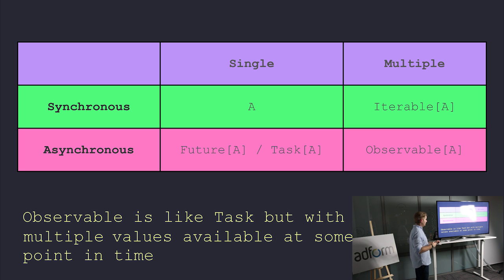So this is a small table: if you have a synchronous computation, a single value is a Future or a Task. When you have multiple values that you access synchronously, you have an Iterable, and asynchronous would be Observable.